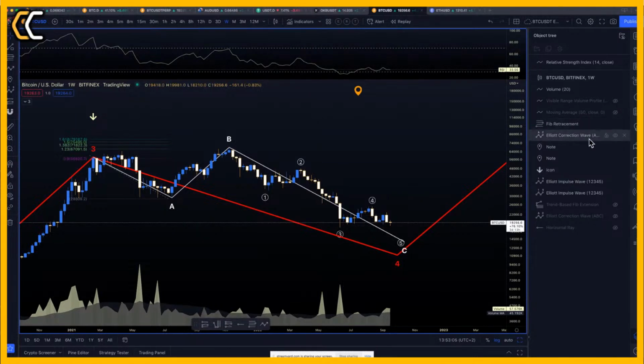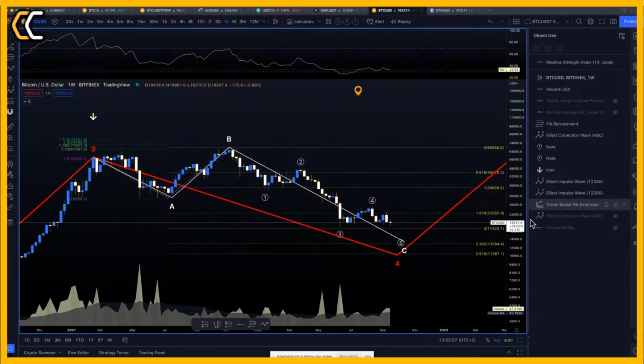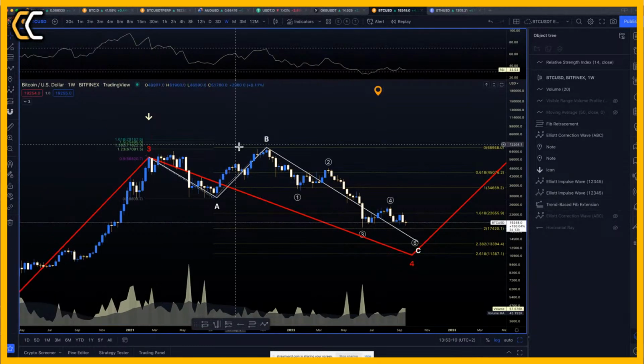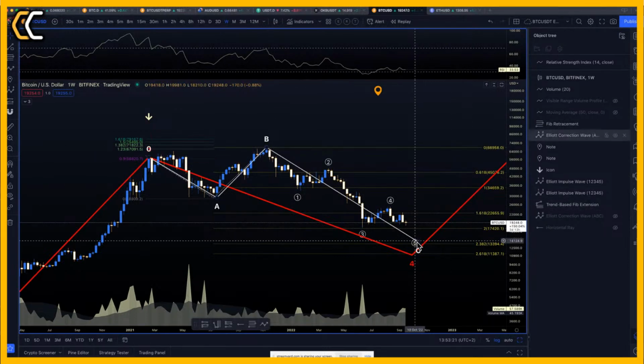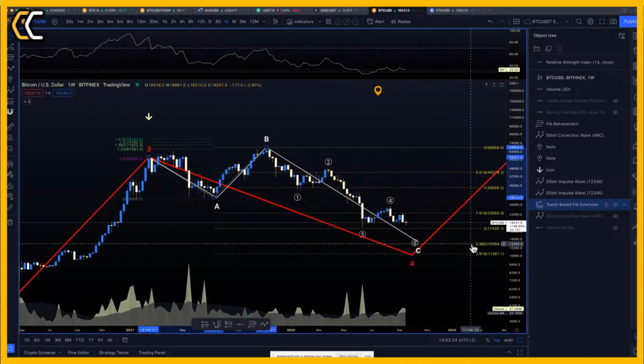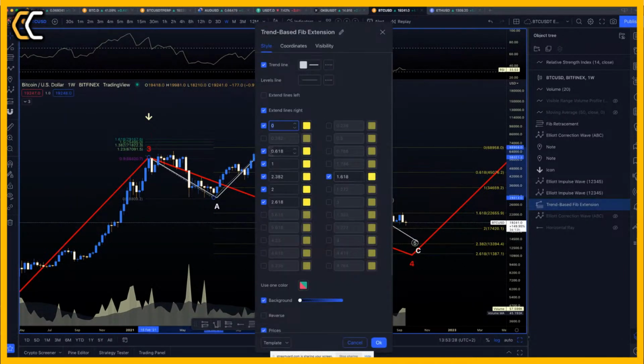Now, let's put some fib levels and find out where this flat can go. If I'm taking the fib extension, the first click at 0, second click at A, and the third click at B, that will be the fib extension of the potential C wave. These are all the potential targets of the fifth wave, the C wave, where it can end: 61.8, 161.8, 232, and then 261.8.